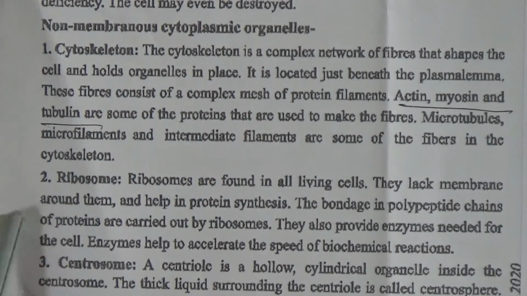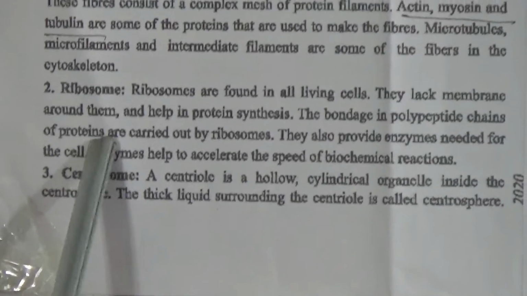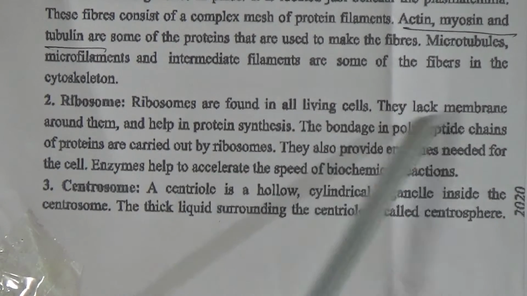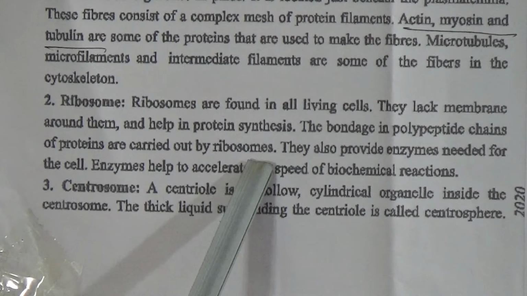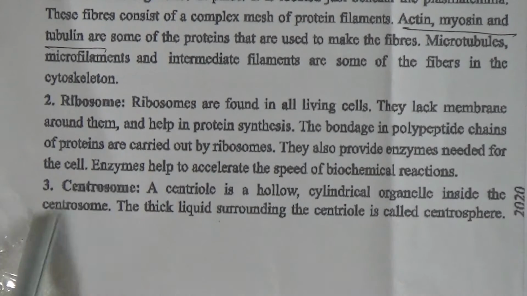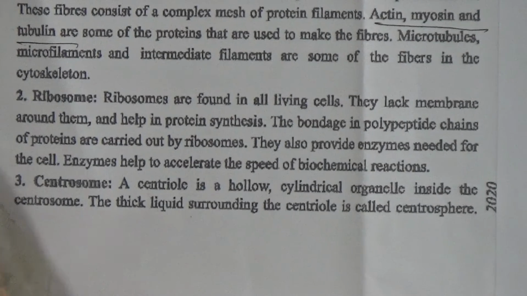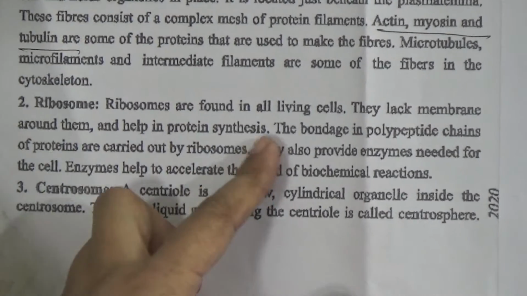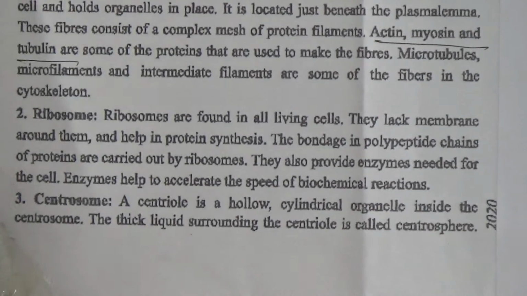Now ribosome. Ribosomes are found in all living cells. They lack a membrane around them, that means they do not have any membrane, and help in protein synthesis. The bonds in polypeptide chains of proteins are formed by ribosomes. They also provide enzymes needed for the cell. Enzymes help to accelerate the speed of biochemical reactions. Ribosomes produce enzymes, and these enzymes help in protein synthesis, and also the enzymes secreted by the ribosome speed up the biochemical reactions.